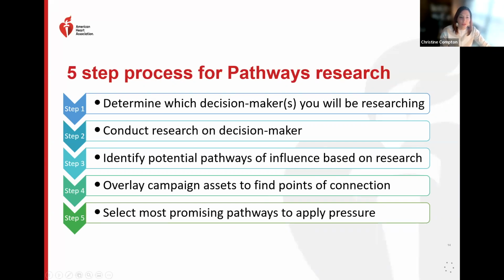And then step 4 is really figuring out where to overlay those campaign assets in order to find those points of connection. And then the last step there is figuring out who are those campaign liaisons who could really influence and apply pressure. So one example I'll share with you here is several years ago, I was working on tobacco control issues in West Virginia. And we figured out we had a board member at the American Heart Association who went to church with the Speaker of the House. And the Speaker of the House, we knew he didn't like smoking, but that wasn't enough to keep him from holding the line on this particular policy that we were worried about.